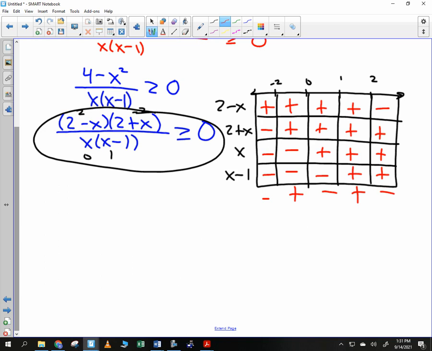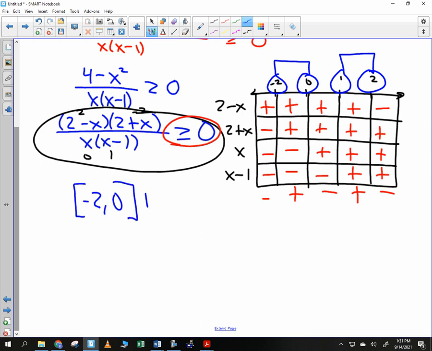Am I wondering where this is positive, or am I wondering where this is negative? I am wondering where it's positive because it says, where is it greater than or equal to 0? Because I have an equal sign, do I want to use brackets or parentheses? Do a bracket, and then you do a parentheses because it's on the bottom.